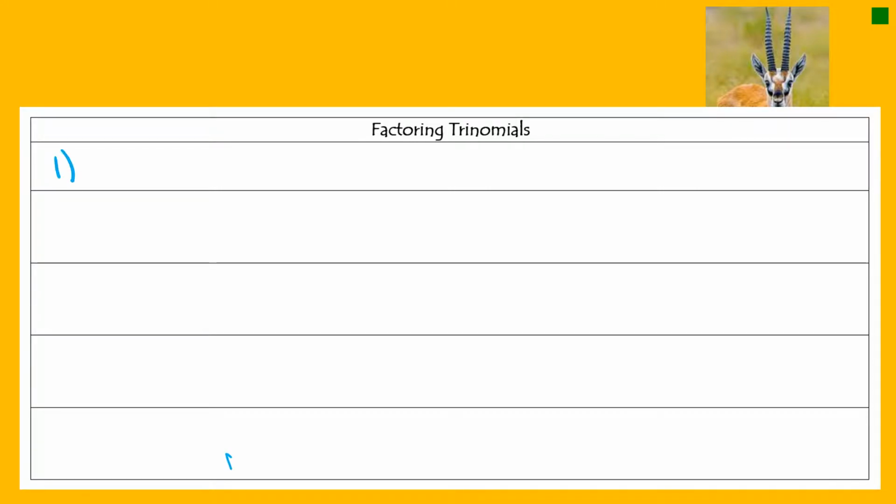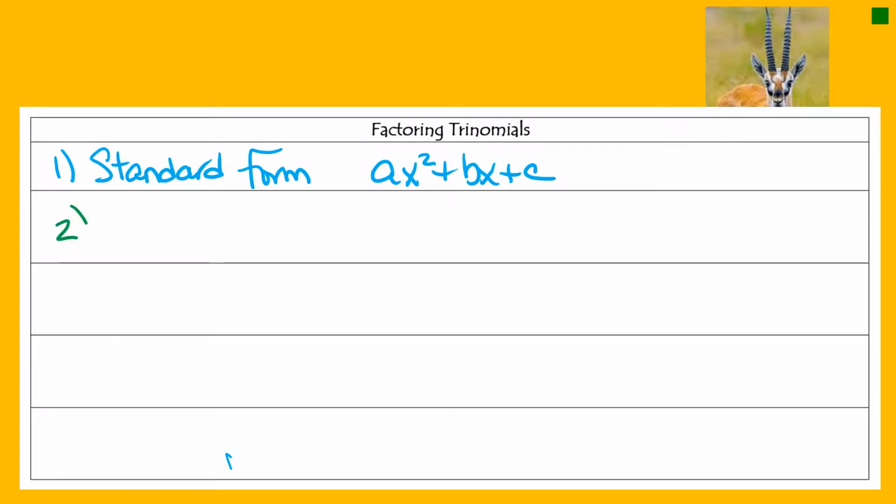All right. So factoring trinomials. Number one, it must be in standard form. Okay, we just talked about that. AX squared plus BX plus C. Write it down, folks. Write it down. Step 2, set up the big X.